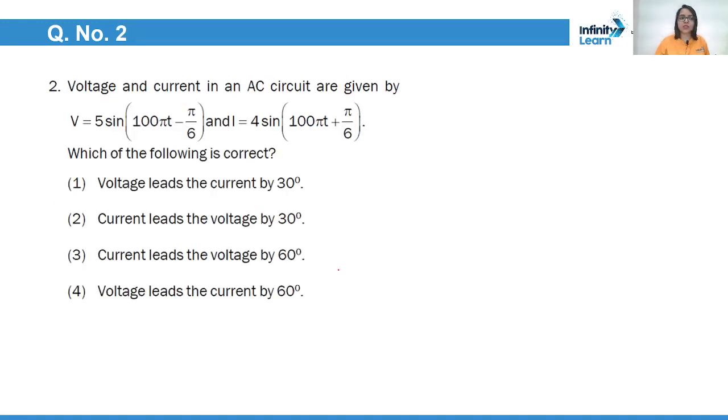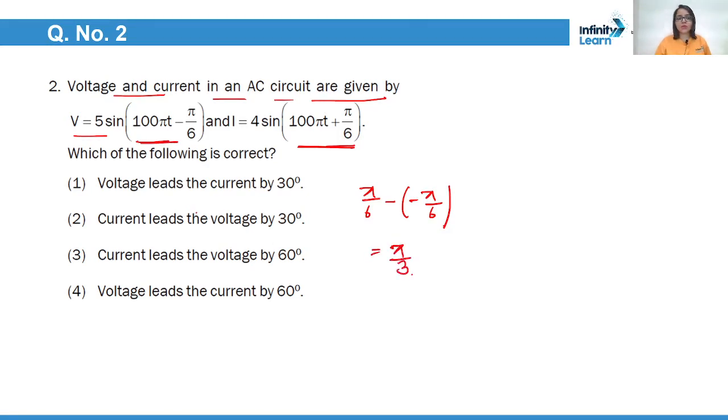Next is question number 2. Voltage and current in an AC circuit are given by this and this value. Which of the following is correct? So you can see that current is leading and voltage is lagging. So what is the angle? So it is pi by 6 minus of minus pi by 6 over here. Phase difference will be this value minus this value, which is pi by 3. So current leads voltage by 60 degree, which is option 3.